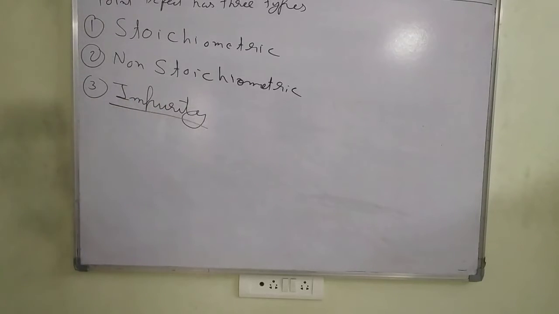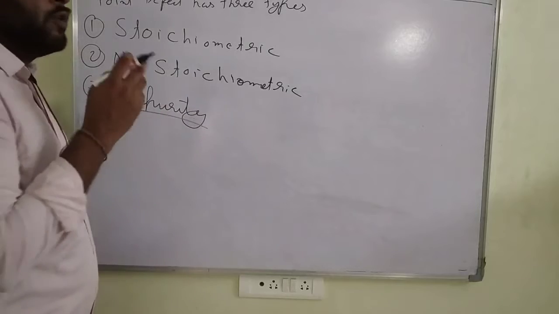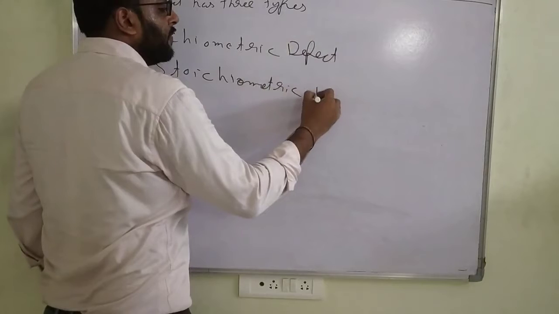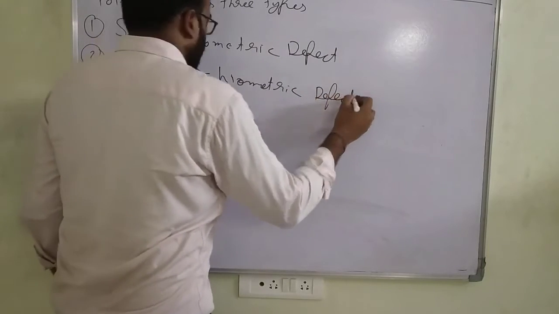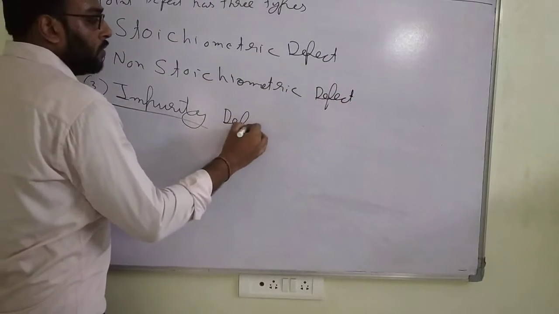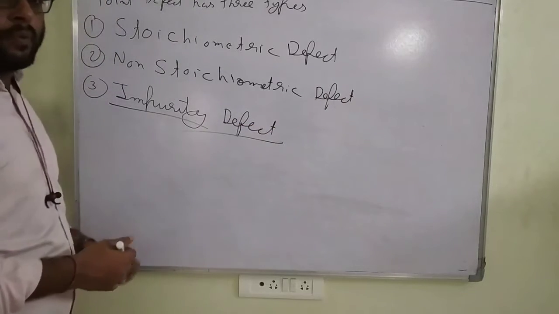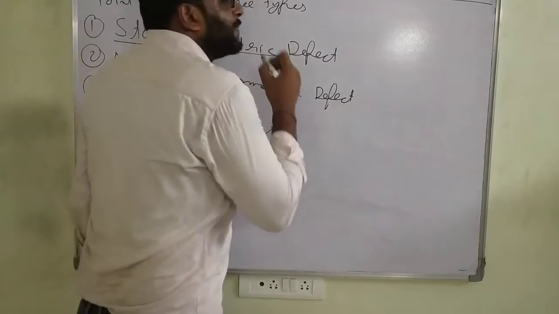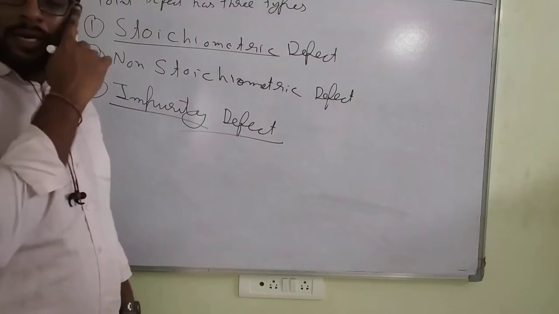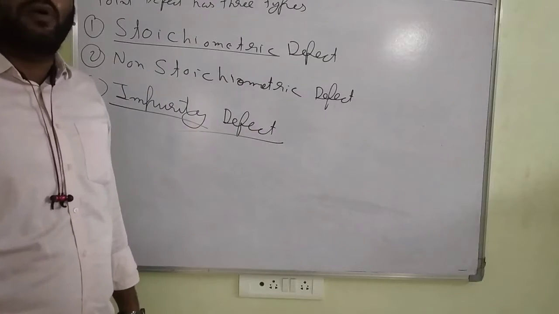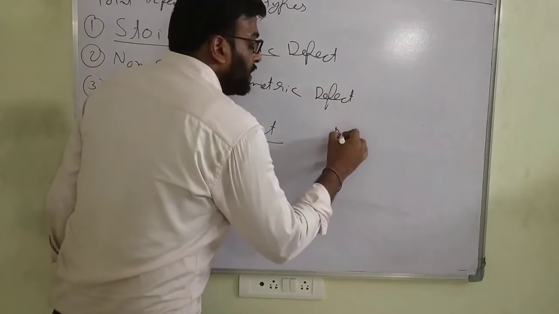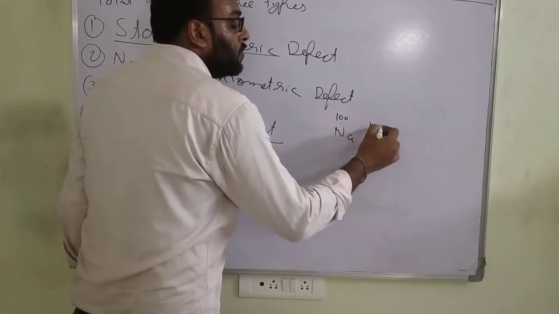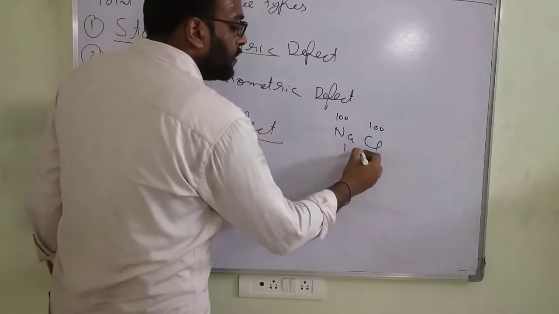First of all, understand what is stoichiometry. After that you will understand stoichiometric defect, non-stoichiometric defect, and impurity defect. So let me first of all explain, and after that I will write the points regarding this. What is stoichiometry? In your textbook there is only one line written: does not affect the stoichiometry. Suppose I am taking the example of NaCl. 100 molecules of Na, 100 molecules of Cl. It is in the ratio of 1:1.